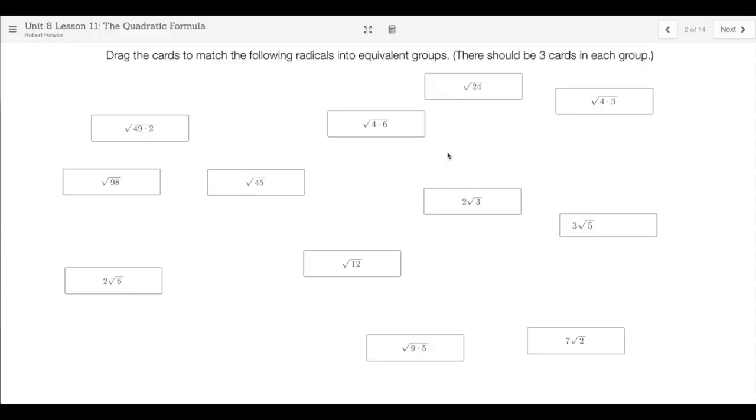Speaking of practice, I'm going to send you into Desmos right now, but first let me show you what you're going to be doing in there. Your job is to drag the cards that line up with the other cards. So if I think that 98 is 49 times 2, and thus the square root of 98 is the square root of 49 times 2, I'm going to drag that here. You'll notice there should be 3 cards in each group, so one of these other cards is going to be equivalent to what I put here. Okay. Once you have all of those in groups, you're going to go to the next screen.